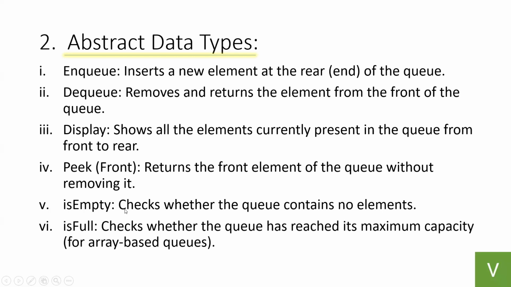Similarly, isEmpty. It checks whether the queue is empty or not. Based on that, it will return true or false. Similarly, isFull. It checks whether the queue is full or not. Based on that, it will return true or false. In queues using linked list, the queue can grow until the memory is exhausted.